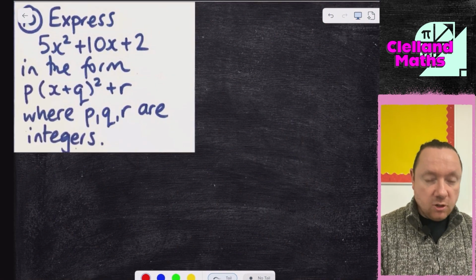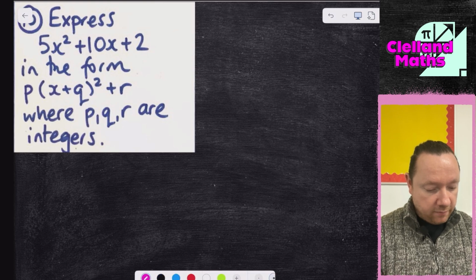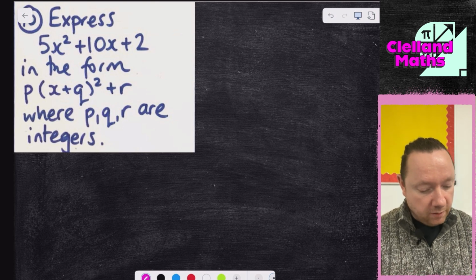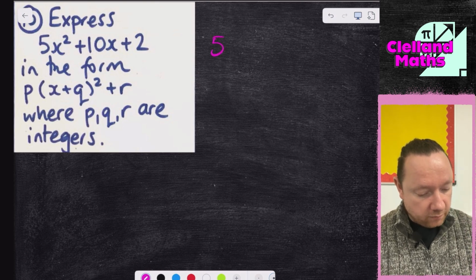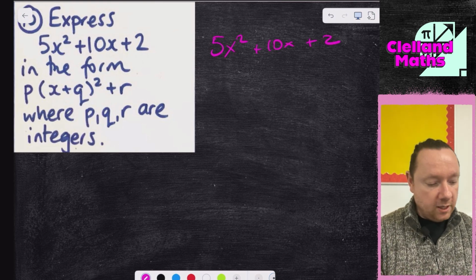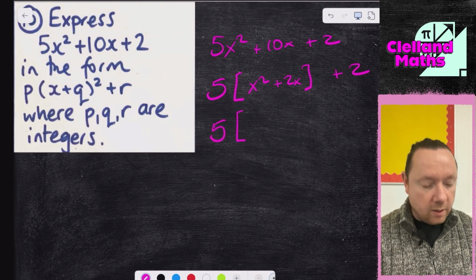Okay, SQA Higher Maths 2025, last minute, paper 1, question 10. Express 5x squared plus 10x plus 2 in the form p(x plus q) squared plus r. So completing the square. How do you complete the square at Higher Maths? Well, if there's a number in front of x squared, you literally just factorise the first two terms, leaving the 2 to the side. So I'm going to say I've got 5 times x squared plus 2x, and then plus 2 just hanging out. Now I'll complete the square in the x squared plus 2x part. So it's the same as National 5 now.